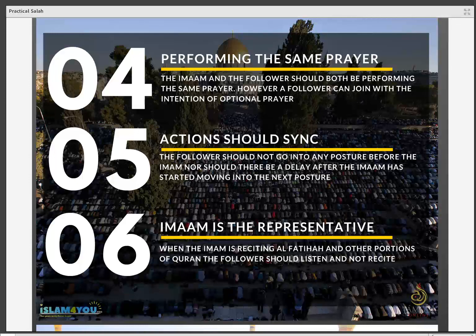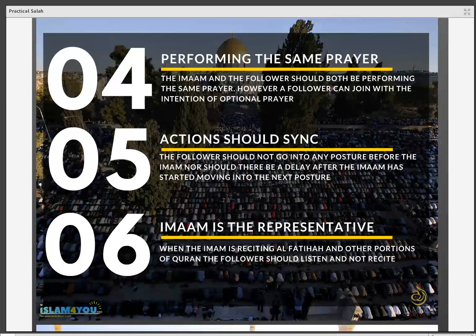So it cannot be that the Imam is performing a Dhuhr Salah and the follower is performing his Asr Salah. That would not be correct, because one is leading the other in the same communication with Almighty Allah. If we are performing separate prayers, then it would not be correct. However, one exception to this rule is that if the Imam is performing a compulsory prayer, or he's performing an optional prayer, then a follower can join in and perform an optional prayer.